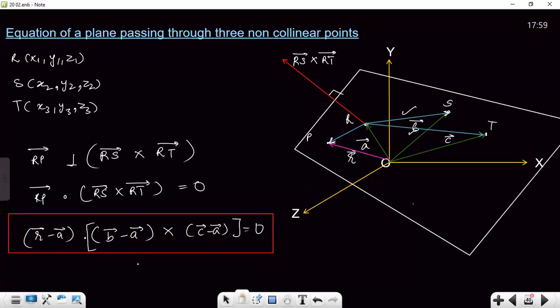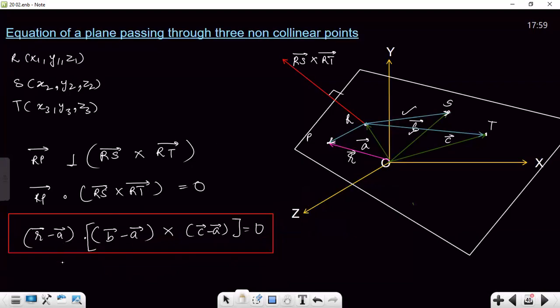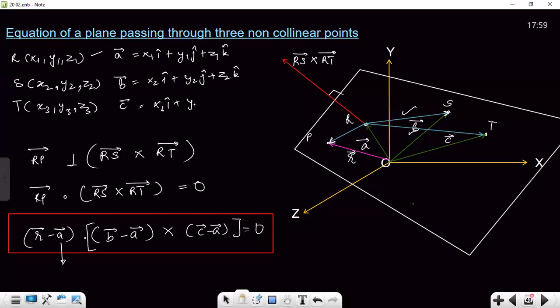If we have to find the Cartesian equation of this plane, then first let's discuss what is what. A vector is actually the position vector of R. A vector is x1 i cap plus y1 j cap plus z1 k cap. B vector is x2 i cap plus y2 j cap plus z2 k cap. C vector is the position vector of T, so it is x3 i cap plus y3 j cap plus z3 k cap.